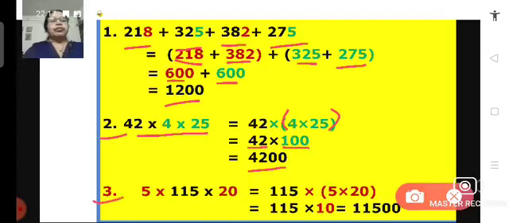Third problem, 5 into 115 into 20. So here, while multiplying, we associate together, we group together 5 and 20. 5 into 20 gives us 100. So 115 multiplied by 100 gives us 11,500 as the result.